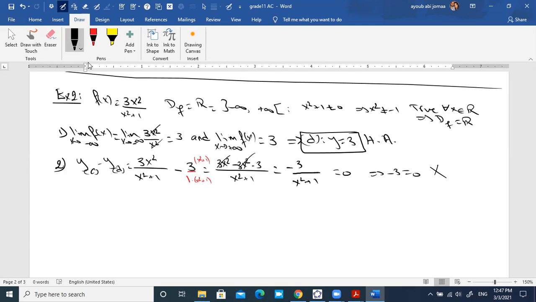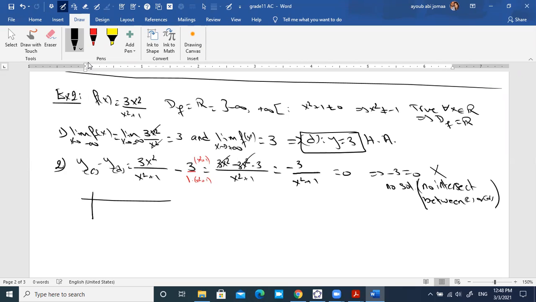Put it equal to 0. Cross product, you get negative 3 equals 0, which has no solution. No solution means that there's no intersection between C and D. This curve and this horizontal asymptote don't intersect. Now the table.